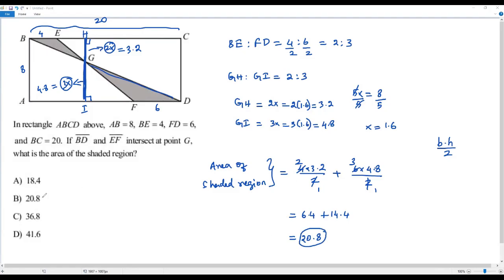We find this value 20.8 in answer choice B. The correct answer choice for this question is B.